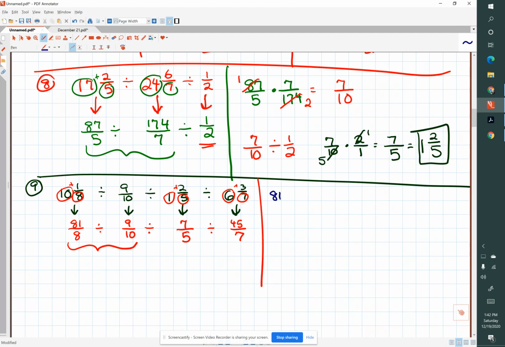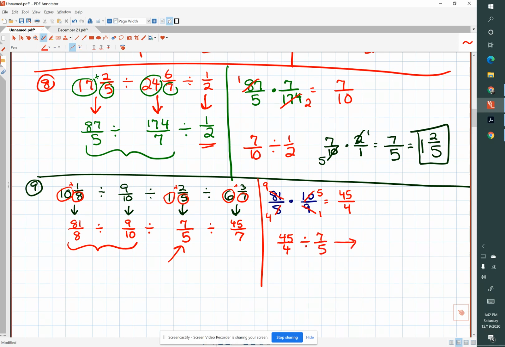So we have, keep the first number, 81 over 8, change the division to multiplication, and flip the second number. Now, 8 and 10 are both divisible by 2. 8 divided by 2 is 4, 10 divided by 2 is 5, and 9 is a factor of 81. So 9 divided by 9 is 1, 81 divided by 9 is 9. When we multiply across, 9 times 5 is 45. 4 times 1 is 4.